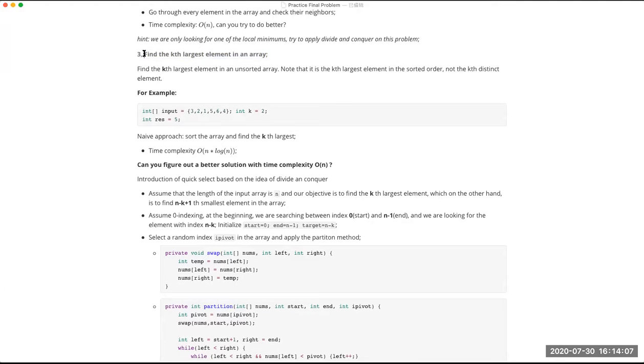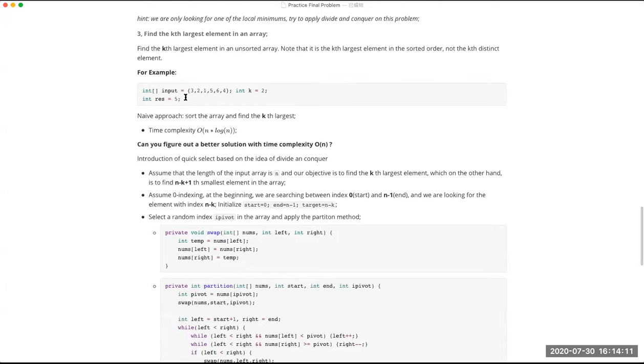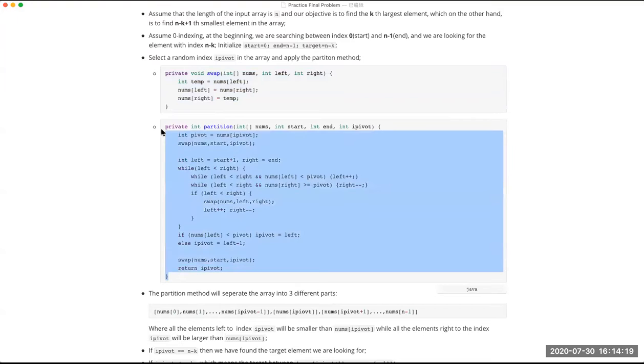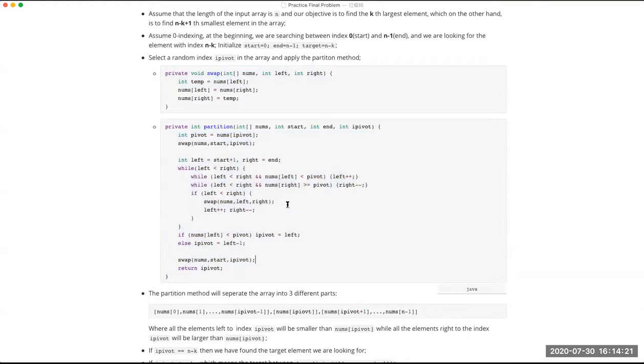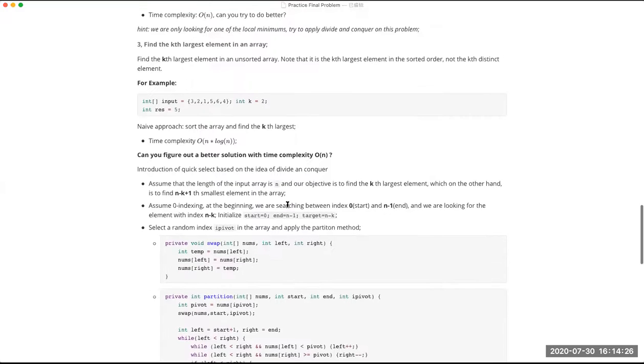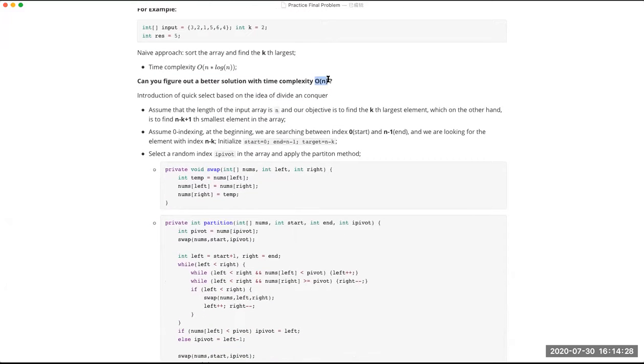This next question is a little bit hard: find the kth largest element in an array. I have explanations, examples, and my own source code for this question. It's written in Java, but I guess most of you can understand the code. It's basically how to use linear time to find the kth element inside an array. And again, this algorithm uses the concept of divide and conquer.